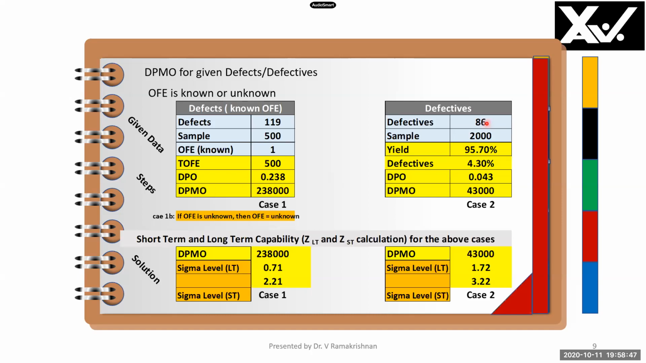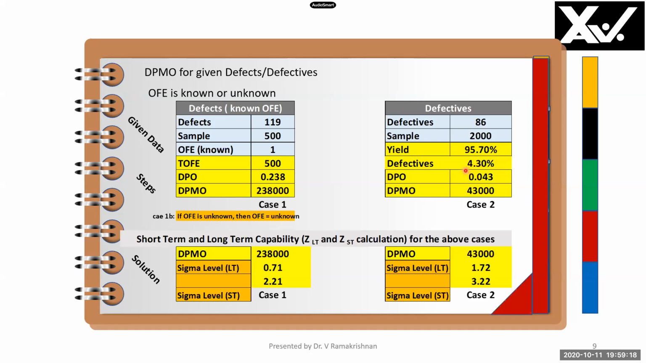Similarly here, 86 is given as defectives, 2000 is the sample size. Therefore, DPO is 86 by 2000. DPMO is, I just multiply DPO by 1 million, you'll get it. Apart from that, there are two other values I'm calculating. Yield percentage: yield is nothing but 2000 minus 86. If 86 are rejected, the balance is accepted. So 2000 minus 86 divided by 2000 into 100 is the yield percentage. The balance, 100 minus yield percentage, is the defective percentage.